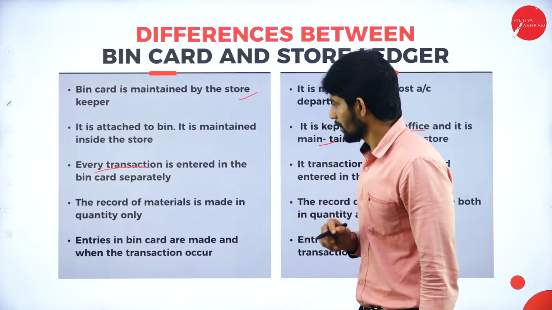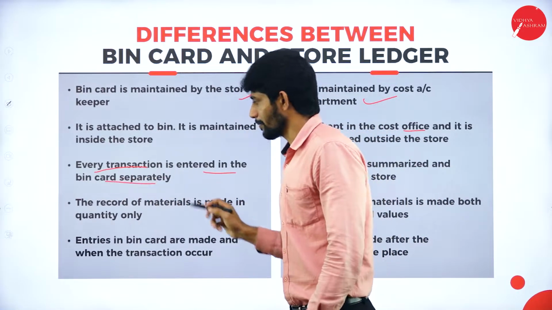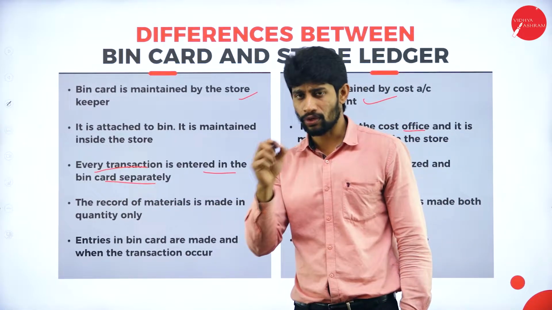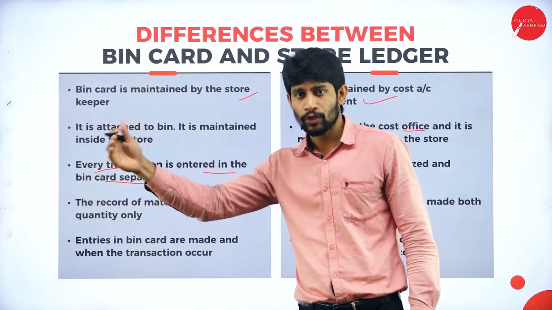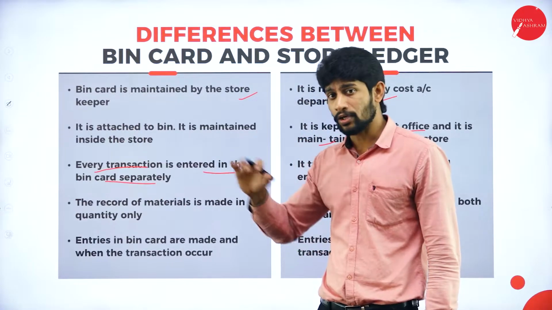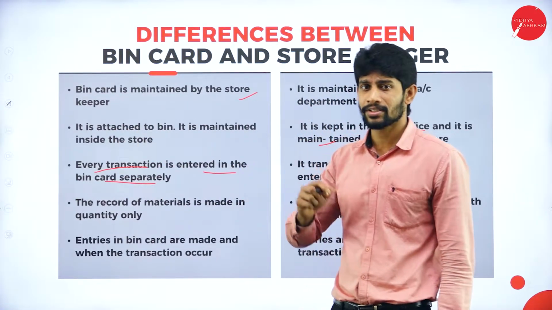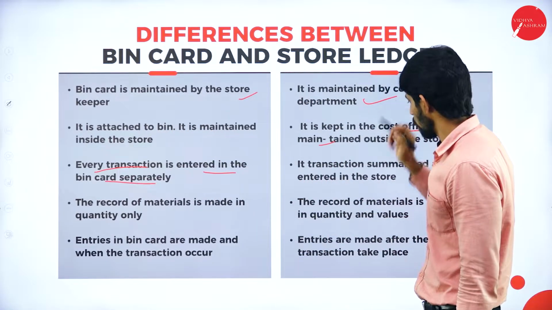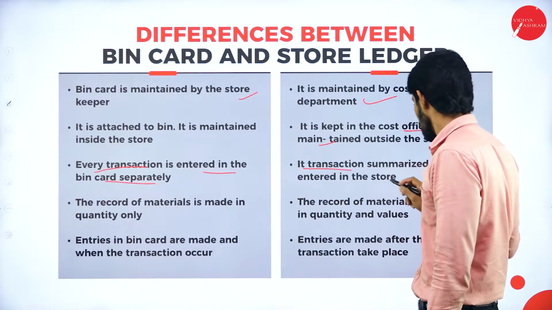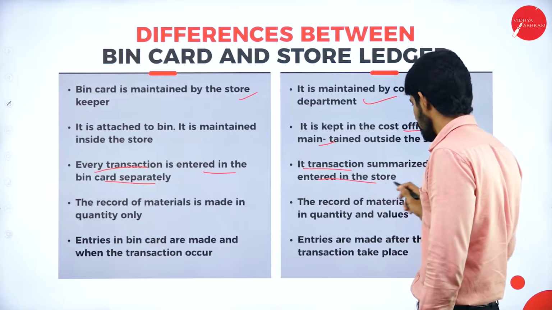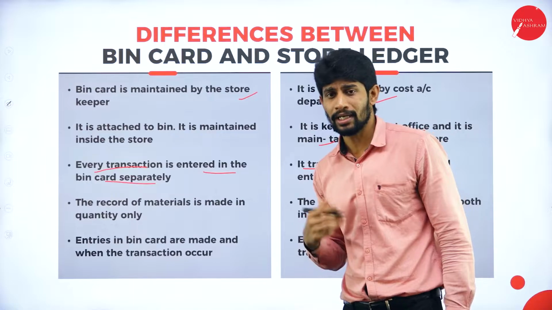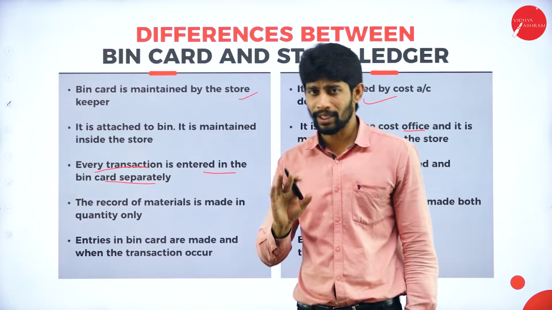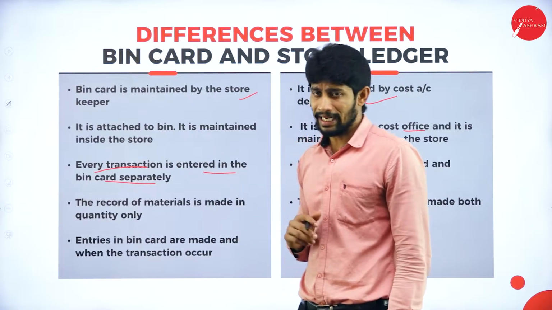Every transaction is entered in the bin card separately. Yes, each and every transaction: if you are issuing the product, you write when you issued and what the balance is. If you are purchasing, you write how much you purchased and what the balance is. But in the store ledger, each transaction is summarized and entered. Each transaction will not be entered separately in the store ledger.